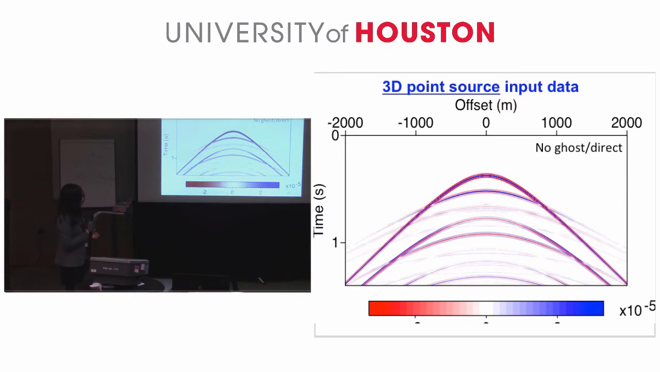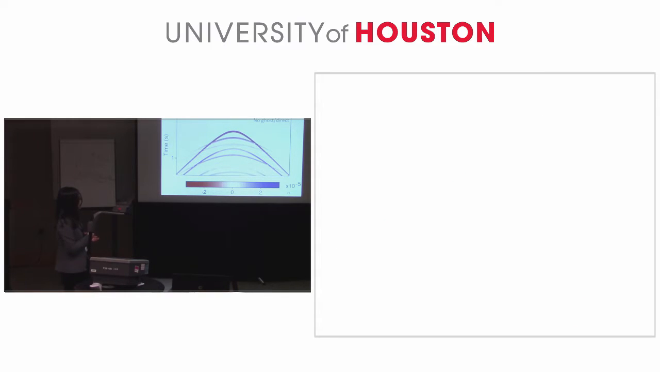So this slide shows you the 3D point source input data we generated by the model we just showed you, which does not contain the ghost and the direct wave. In this data set, we have 3 primaries, first order free surface multiples, and second order free surface multiples. And the other events are the internal multiples. Compared to these 2 kinds of events, internal multiple events are too weak to be seen, so we do not label them out.